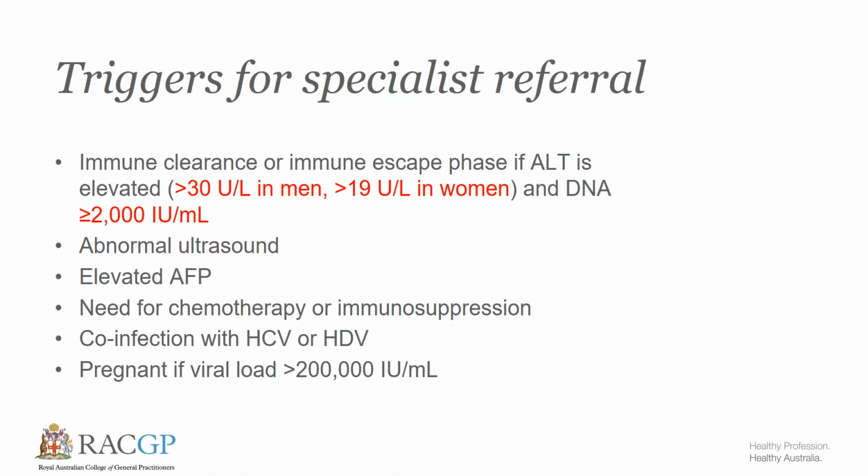If your patient who has chronic hepatitis B needs chemotherapy or immunosuppression. If you find they have a co-infection with hepatitis C or hepatitis D. And for pregnant women, if their viral load is above 200,000 international units per mil, irrespective of what immune phase they're in.